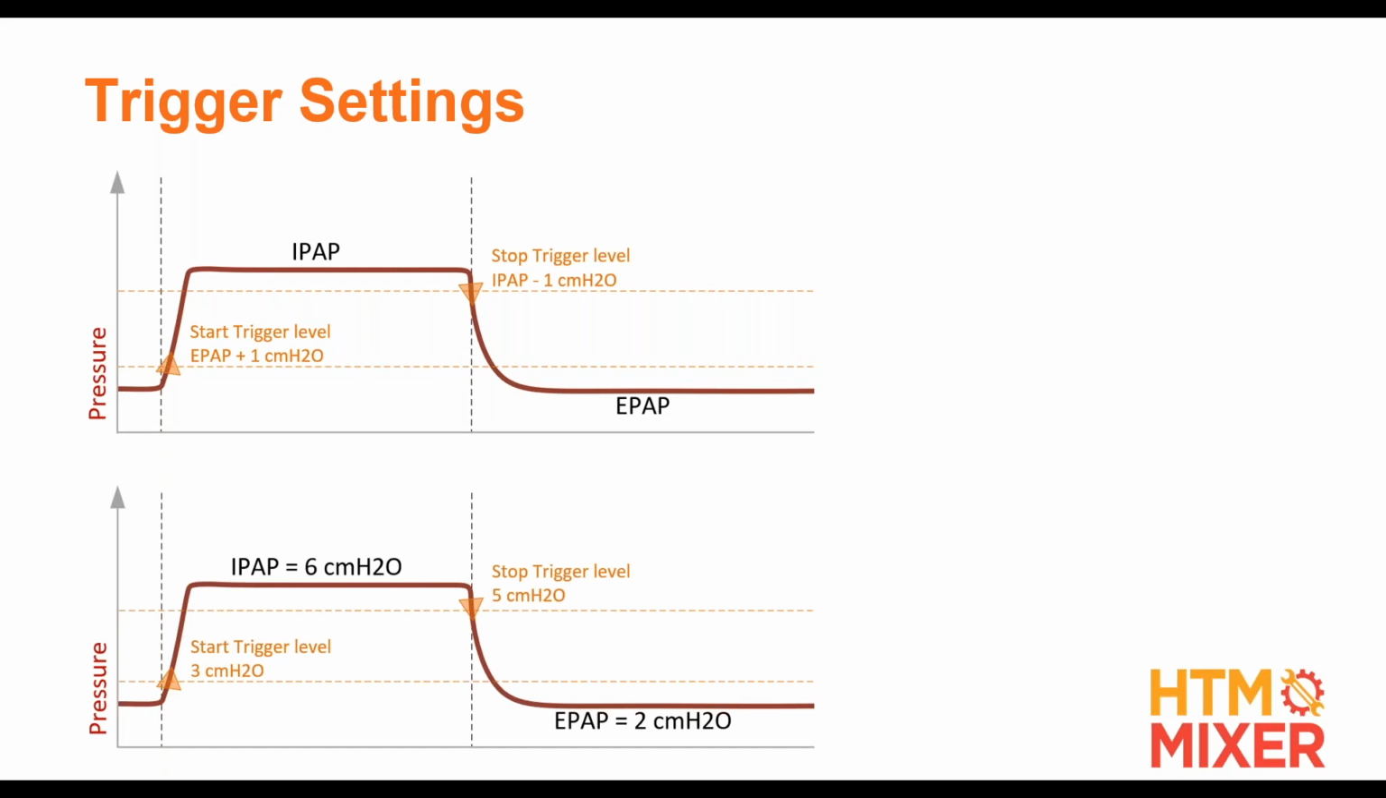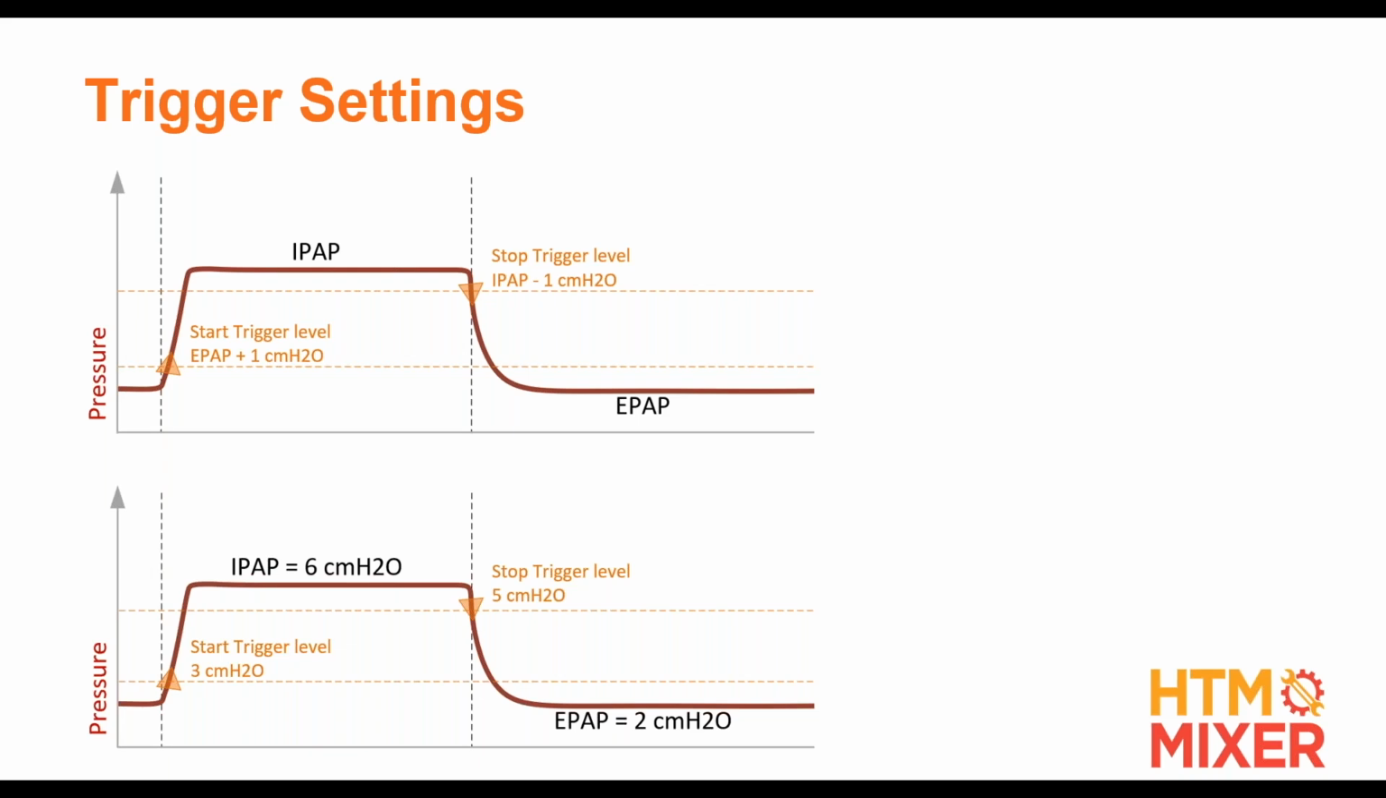Let's take a quick example. Let's say I have an IPAP of 6 and an EPAP of 2. So I set my start trigger at 3 centimeters, which is just 1 centimeter above my EPAP. I set my stop trigger at about 5 centimeters, which is just one below IPAP. And it gives me a nice signal, right? I can capture pretty much all the inspiratory time. And so now my analyzer works fine measuring a BiPAP unit.